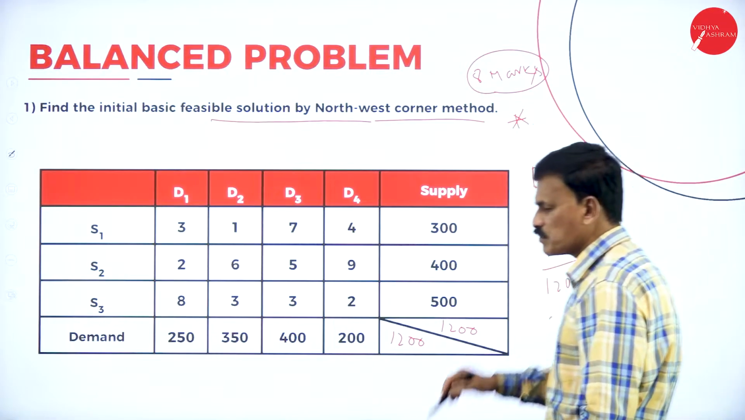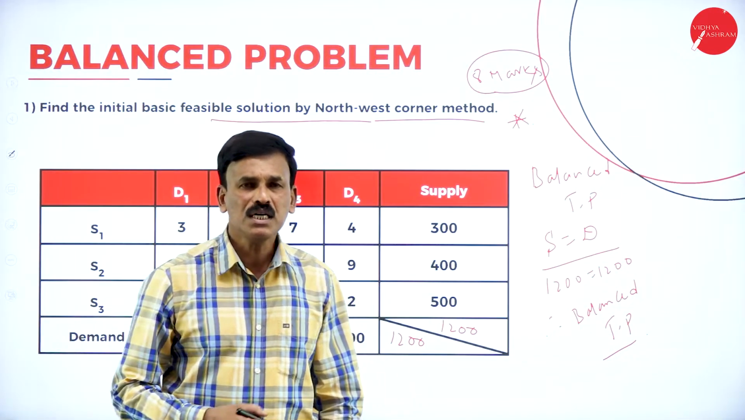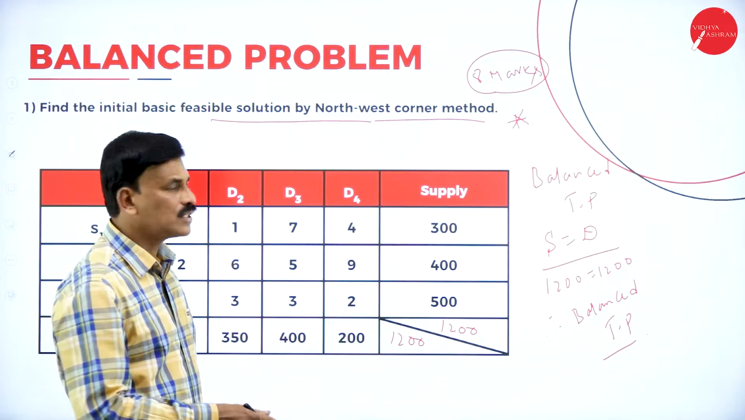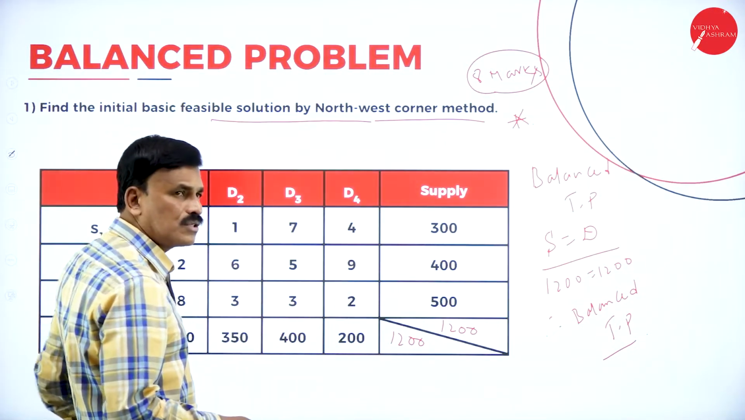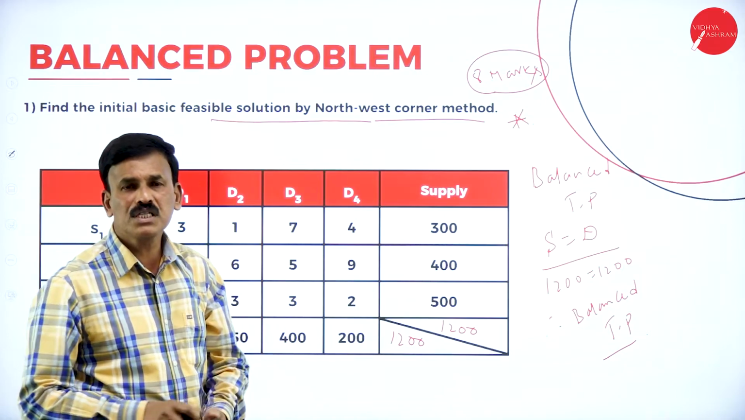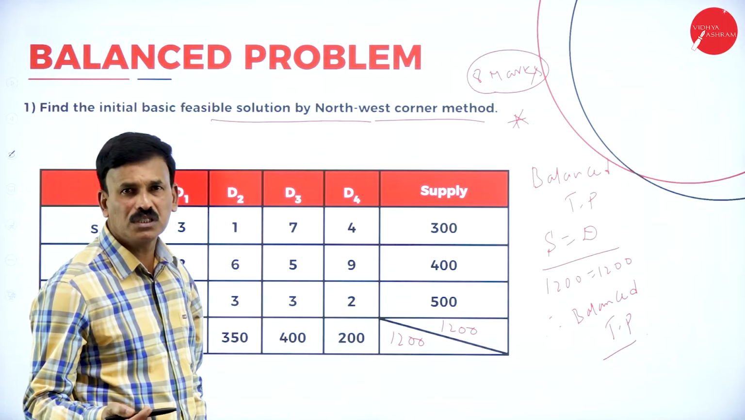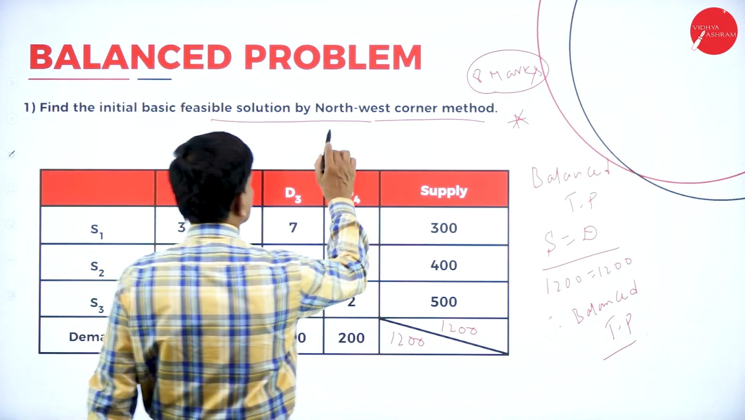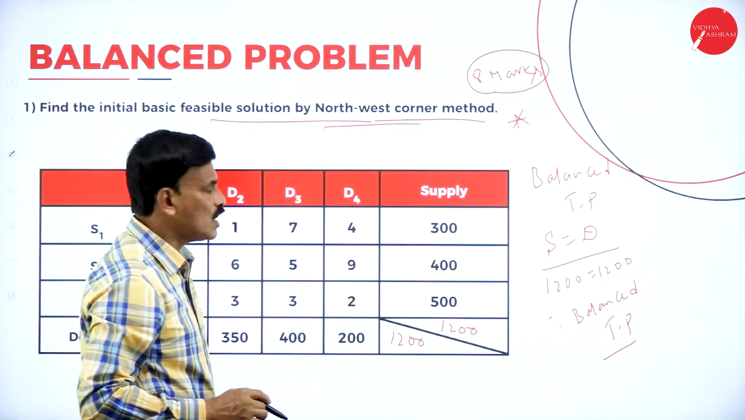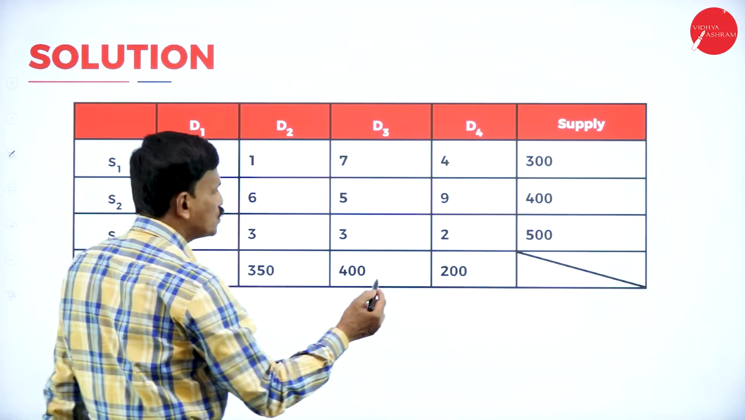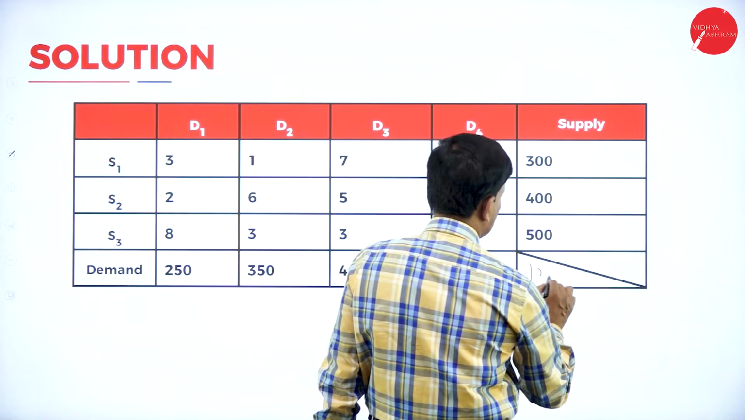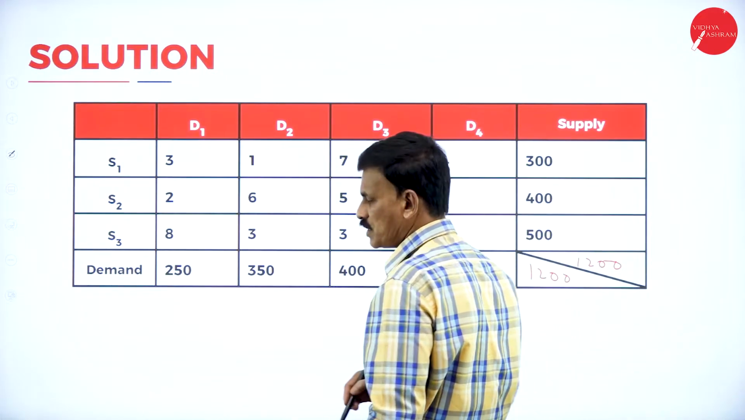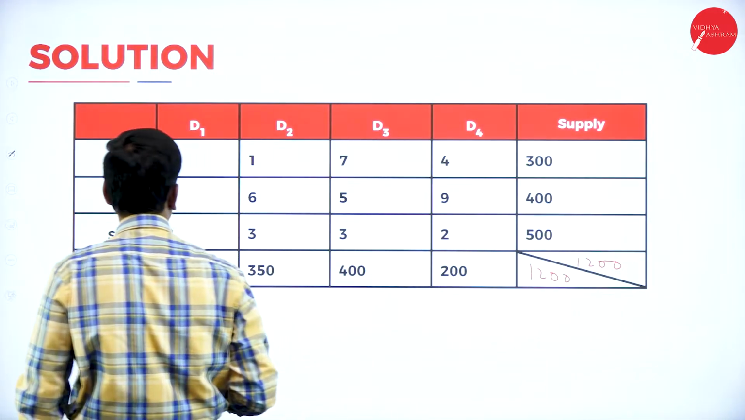This is the first step. The given problem is a balanced transportation problem because the total supply is equal to the total demand. Now, let us go to the northwest corner method. I will go to the next page. Here the total supply is 1200 and the demand is also 1200. Therefore, this is a balanced transportation.